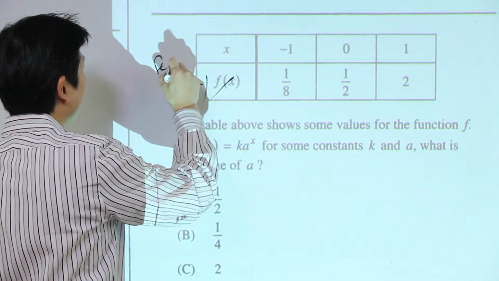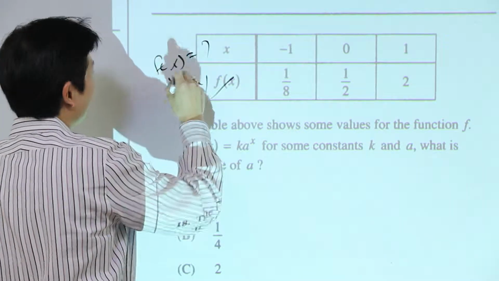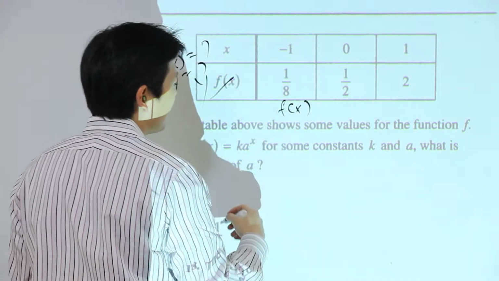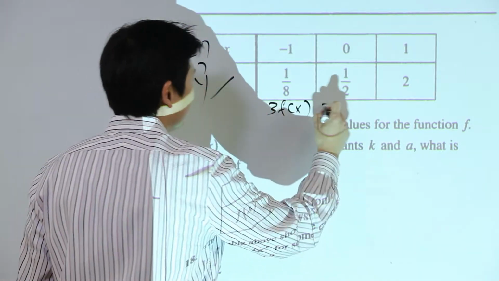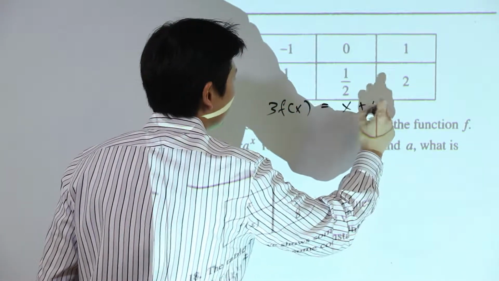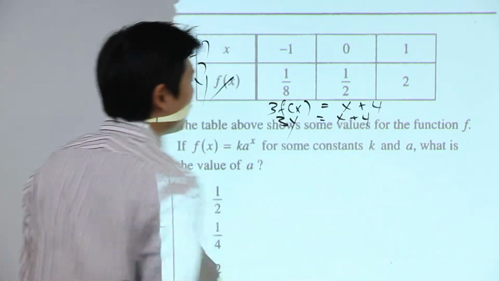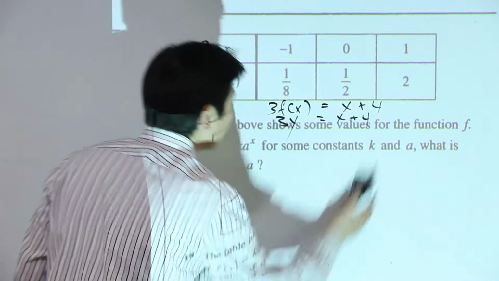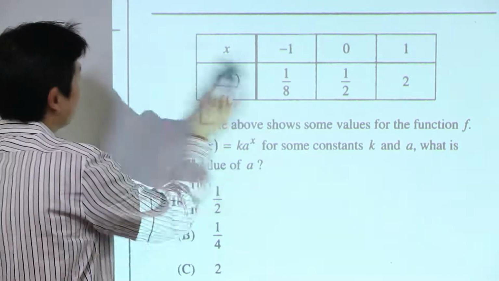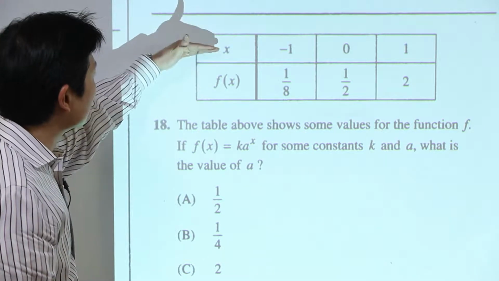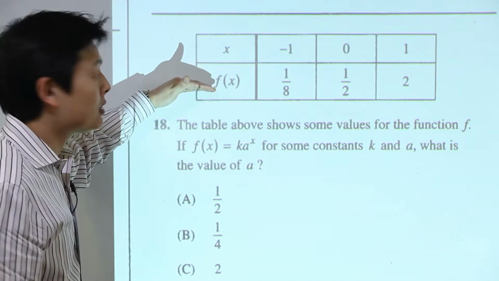If they tell you that f of x is equal to 7, you can just say y is equal to 7. If they tell you that f of x times 3 is equal to x plus 4, you can just say 3y is equal to x plus 4 and so forth. Whenever you see f of x, you can just assume that it says y and you'll have no problems there.